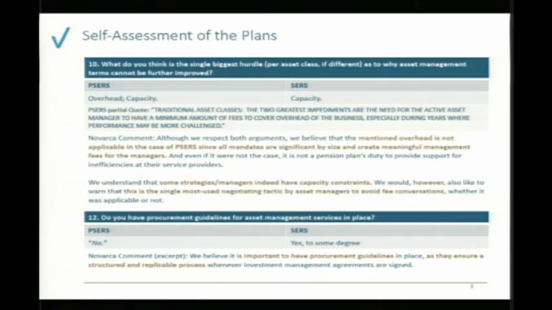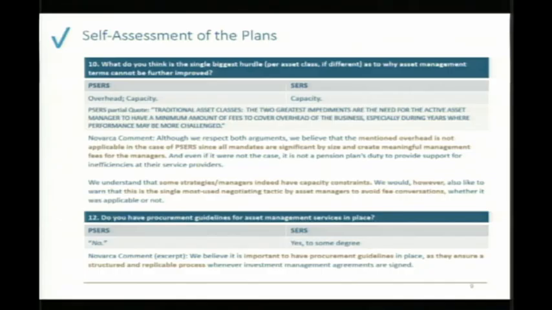So we asked both plans what they believe is the single biggest hurdle why the terms could not be further improved. And both plans have mentioned that capacity issues with their managers is a concern. PSERS has additionally mentioned that the overhead with their managers is a concern. I would maybe quickly go on to the capacity side.